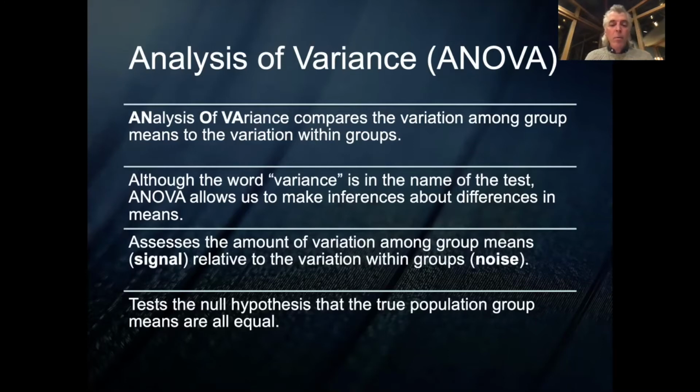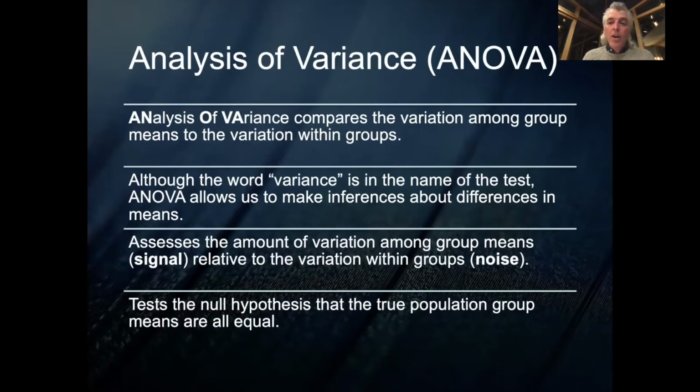So in essence, what we're trying to do in an analysis of variance is to assess how much differences there are among groups, corresponding to our signal, relative to the amount of variation that we have within each group, which reflects our noise. So just like in a two-sample t-test, we're comparing how big the differences are to how much uncertainty we have in our estimates of each of those sample means.